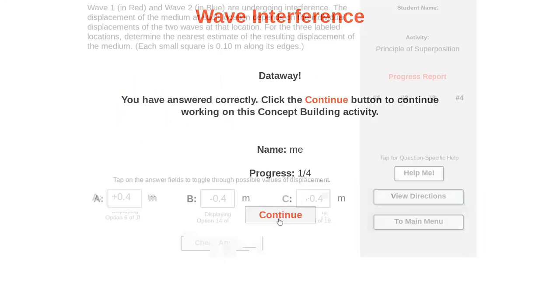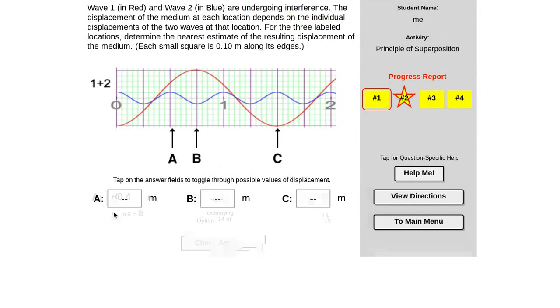So if we hit continue, it'll just go to the next one. If you get some right and not others right, we'll let you have another chance. Let me do that. For example, here, I'm going to get one right and one wrong on purpose. So here's the one I'll do. Let's see, position A. Let's do this right, and then I'm just going to pick something random for the other ones just to show you what happens. So at position A, we have 0.1 for the blue wave and 0.3 for the red and crest positions. So that will be positive 0.4.